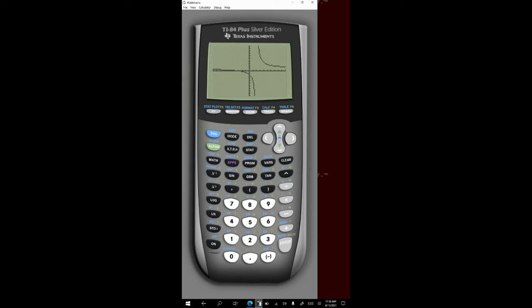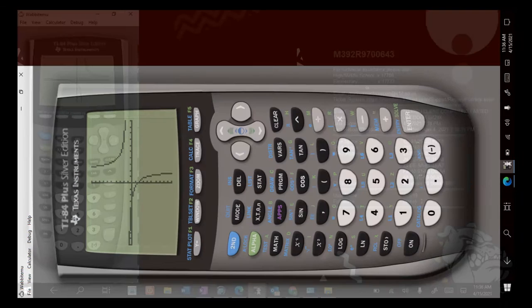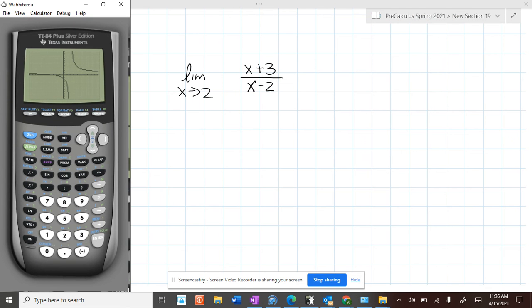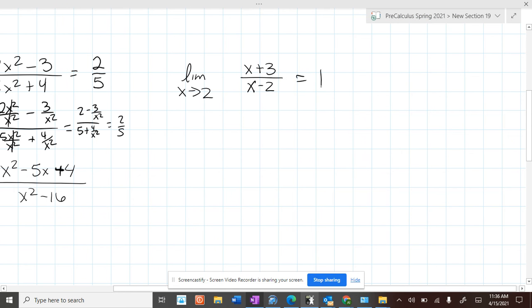If it doesn't go towards the same place, then what do we do? The limit does not exist. Why? Because it goes towards two different places. And if it goes towards two different places, the limit does not exist.